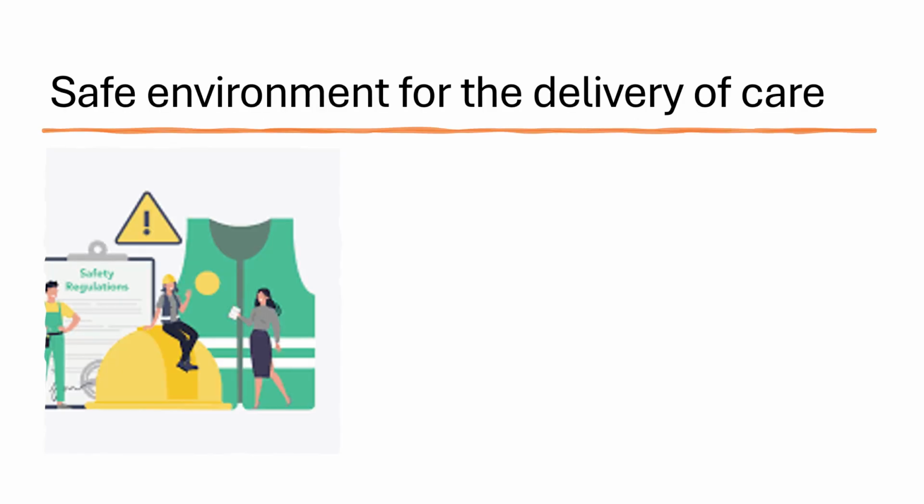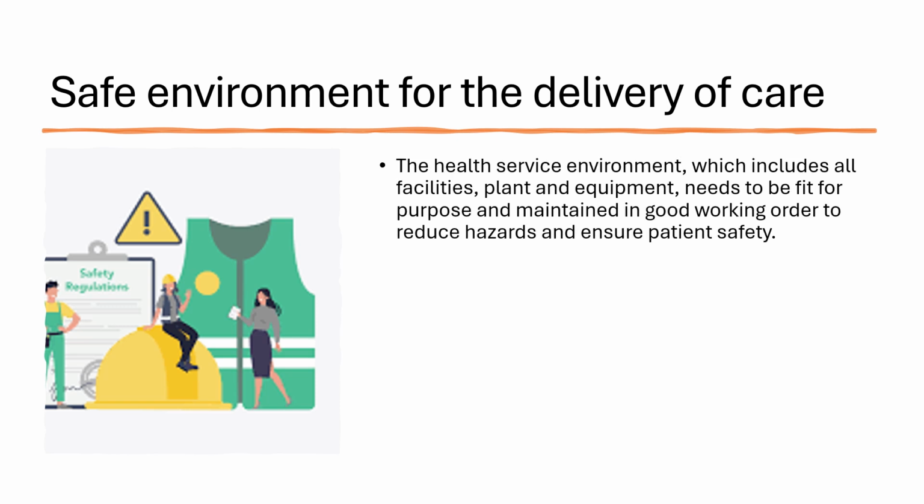The fourth component is the safe environment for the delivery of care. In this component, this talks about the work environment. We want to make sure that the workplace we have is safe for our patients. We want to make sure that it is supportive of giving safe and quality care to our patients. And this could involve the building structure, the layout, the infrastructures, the design of the space.